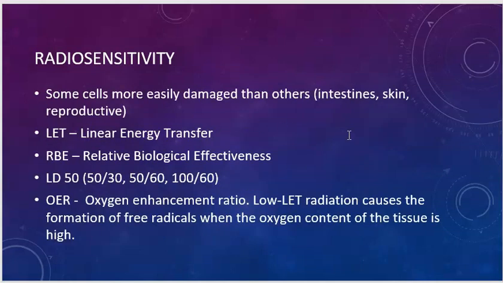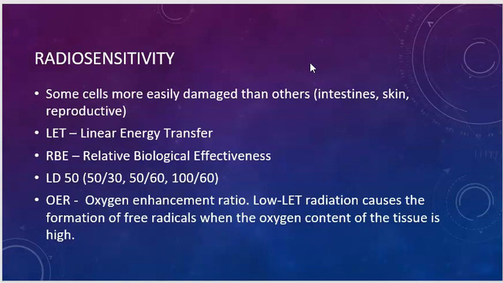Now, some cells, intestine cells, skin cells, reproductive organs, these are more easily damaged. These need to be protected. Some terminology here: linear energy transfer, the LET. This is just the rate with which energy is transferred to tissue as radiation travels through the body. Radiations that have high LET tend to be more destructive. Think high-speed neutrons and alpha particles.